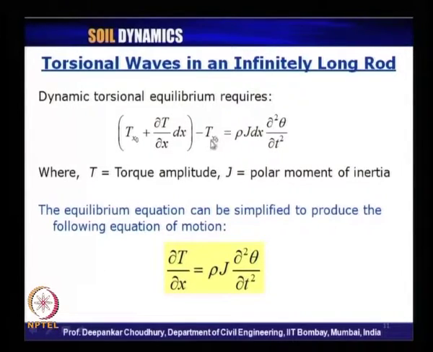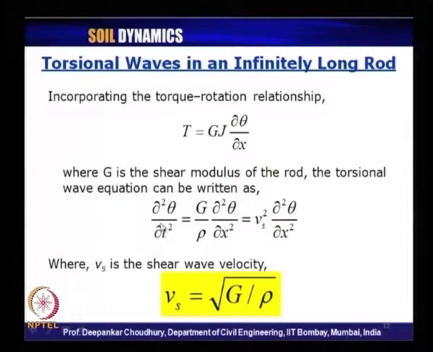Now, again we can simplify it. If you do that, the equilibrium equation can be represented as del T del x equals rho J del 2 theta by del t square. So, this is the torque equation with respect to the rotational component. Similarly, what we got for the longitudinal case, the stress equation with respect to the displacement function. Now, let us put it in terms of the acceleration del 2 theta del t square with respect to del 2 theta by del x square, as we have done for the previous case of longitudinal wave.